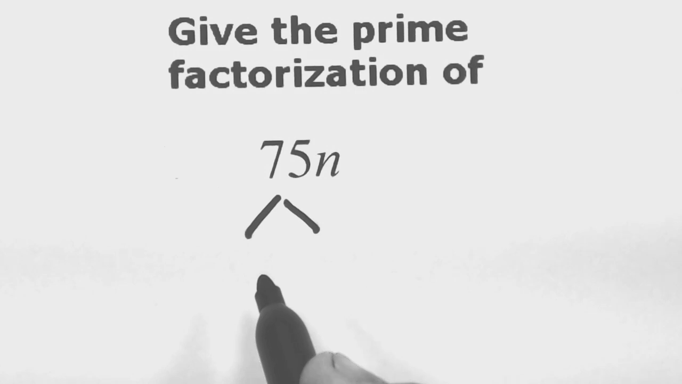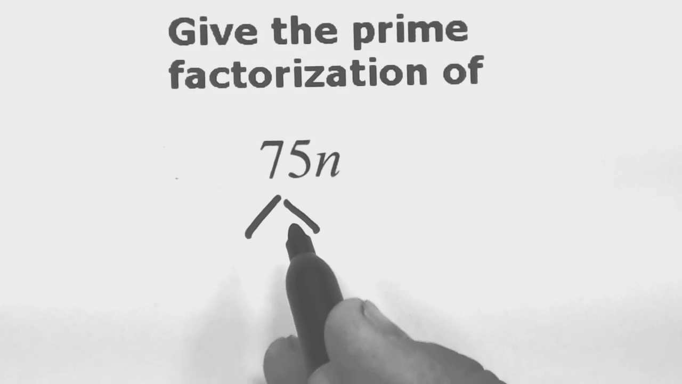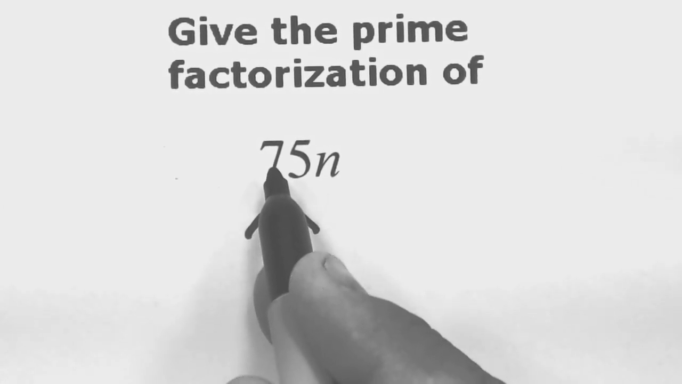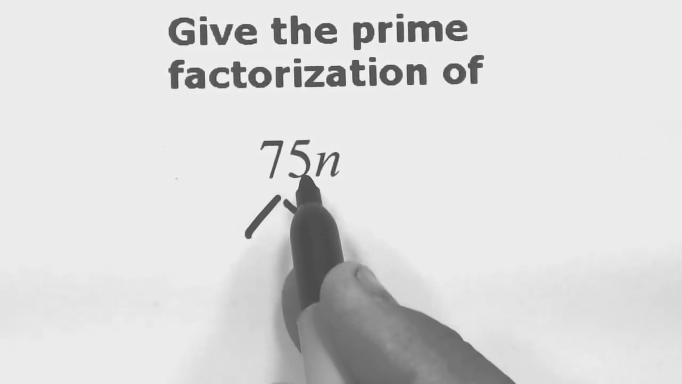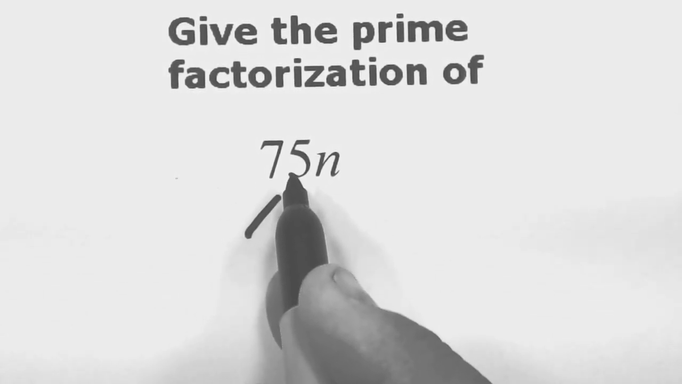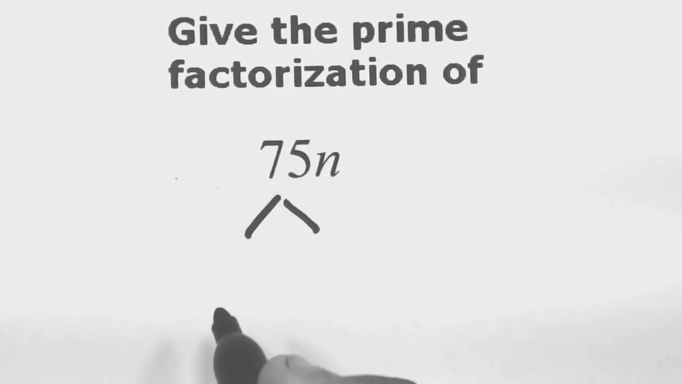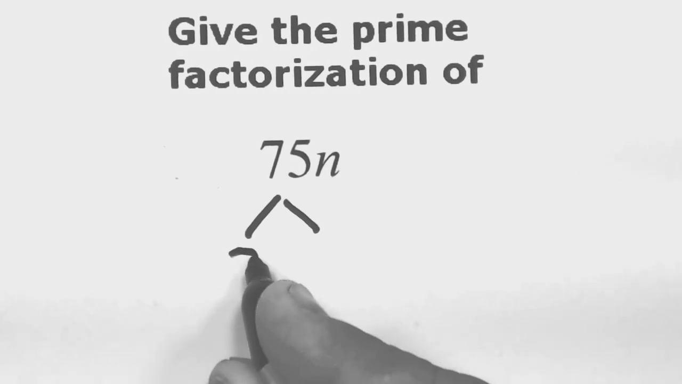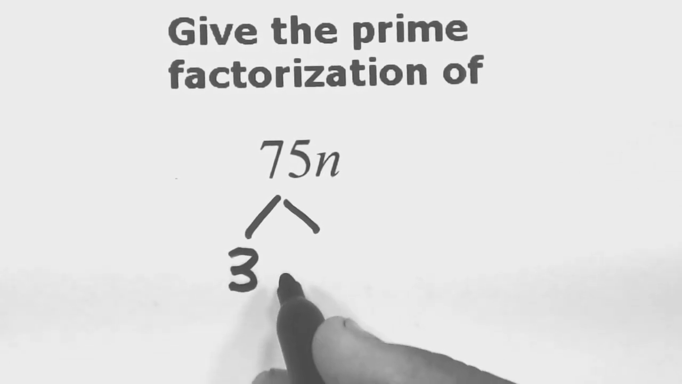You may remember a way of being able to tell if a number is divisible by 3. This trick only works for 3, and here it is. Add the digits together. 7 and 5 gives me 12. Well, if the sum of the digits is divisible by 3, the whole number is divisible by 3. So that means there's a 3 in 75, so I can put my 3 down here.